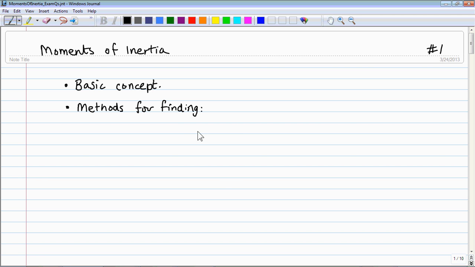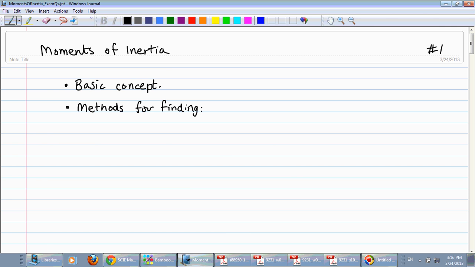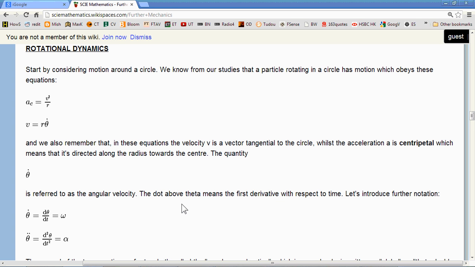So let's review the basic concept by looking at a couple of notes, if I can pull it up. Yeah, so this page is a website that we set up in our school, well, it's mostly me that did it, called SCIE mathematics.wikispaces.com. This site hasn't been updated for at least a year, I think, so you'll definitely find a lot of things there that are not relevant. You don't have to log in as a user of Wikispaces to look at the website, so don't worry about that.